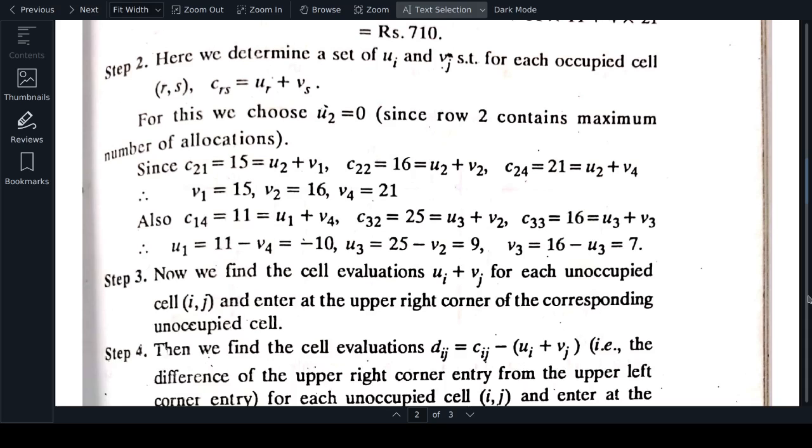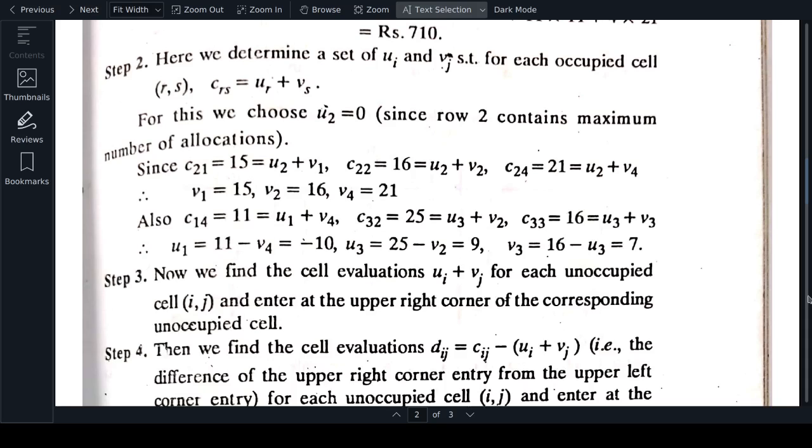710 gives us the minimum value, or can we get less, right? So this is done by the optimality test. The name of this test is the Modi method. For this method, the procedure is, first we determine all Ui and Vj.